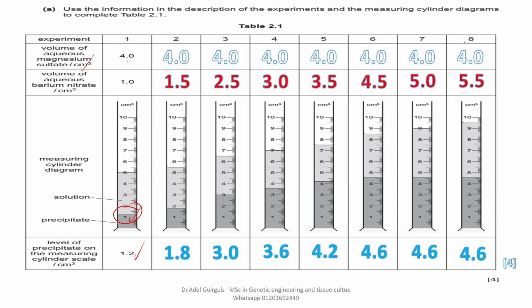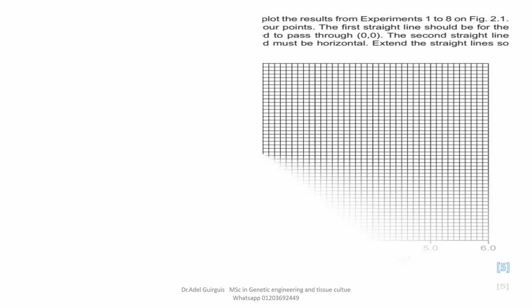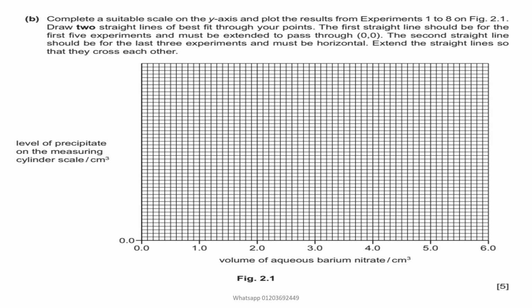Now for letter B: complete the suitable scale on the y-axis and plot the results from experiment 1 to 8 on figure 2.1. Draw two straight lines of best fit through your points. The first straight line should be for the first 5 experiments and must be extended to pass through 0 and 0. The second straight line should be for the last 3 experiments and must be horizontal. Extend the straight lines so that they cross each other.